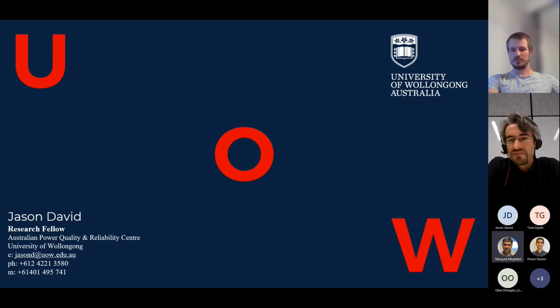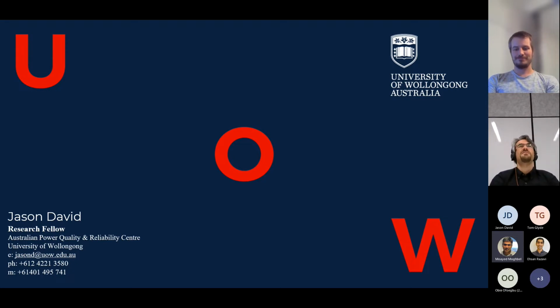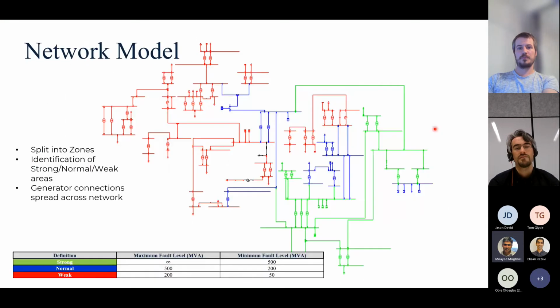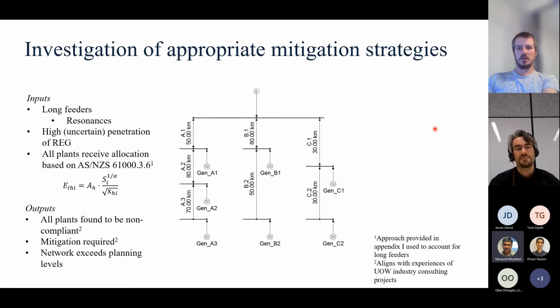Ali, I can go. Yes, please. I have a question. Thank you, Jason, for a nice presentation. I've just got a question. Which tool did you use to model the network? And what was your approach to locate the filters? As you said that you find a best location to put the filters. And did you use any optimization for your approach or no? Thank you.